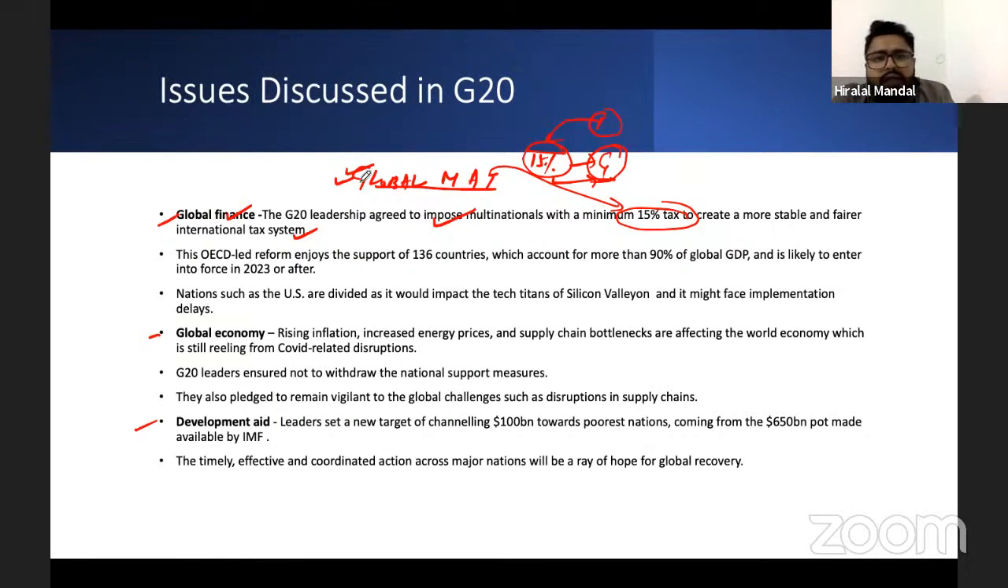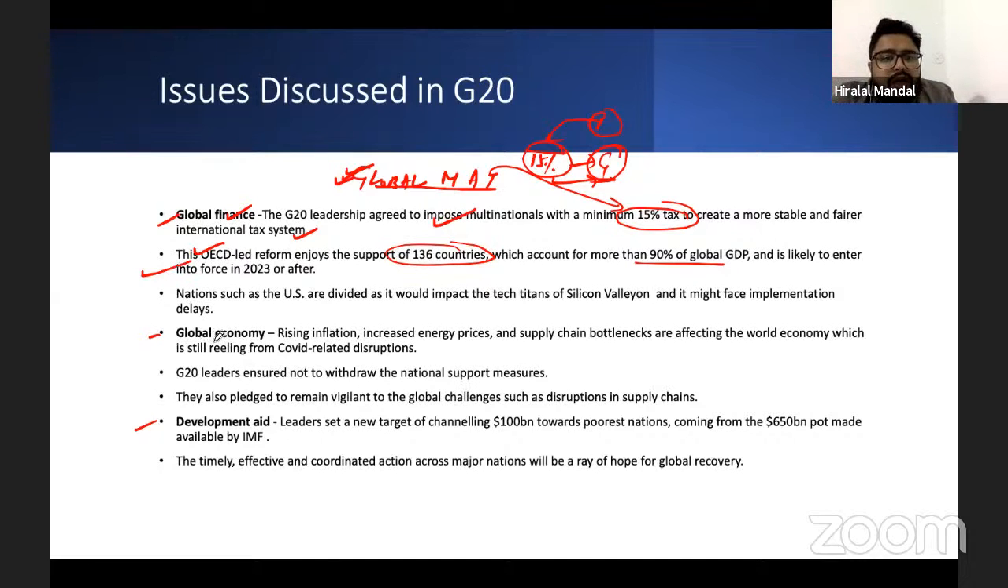So the global minimum alternate tax has been introduced and has been discussed in the G20, and in fact the OECD countries. Okay, these countries, which have the support of 136 countries and represent 90% of the global GDP, are likely to enforce this particular agreement. They have signed the agreement, so they will ratify it, and every company will have to pay this global minimum alternate tax by the year 2023.